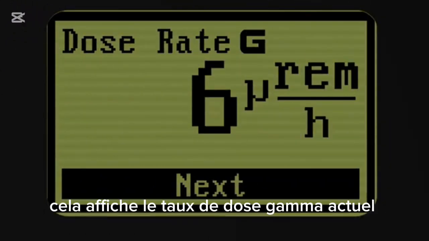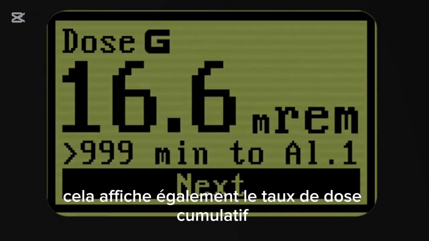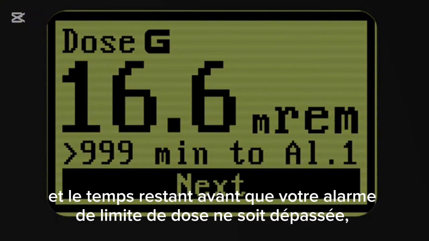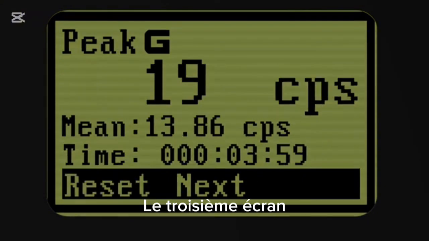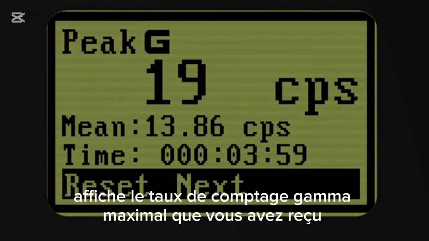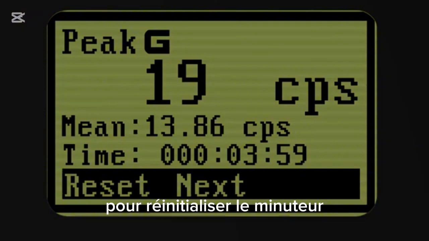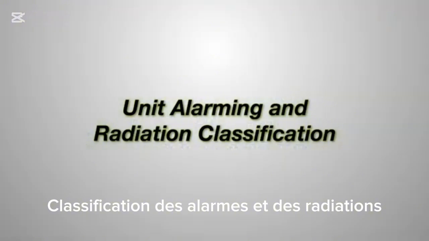This is the current gamma dose rate since the unit was last turned on. This is the cumulative dose the unit has been exposed to and the time left until your dose limit alarm is exceeded based on current levels. The third screen displays the peak gamma count rate you have received since the unit was last reset. To reset the timer, press the menu button, unit alarming, and radiation classification.